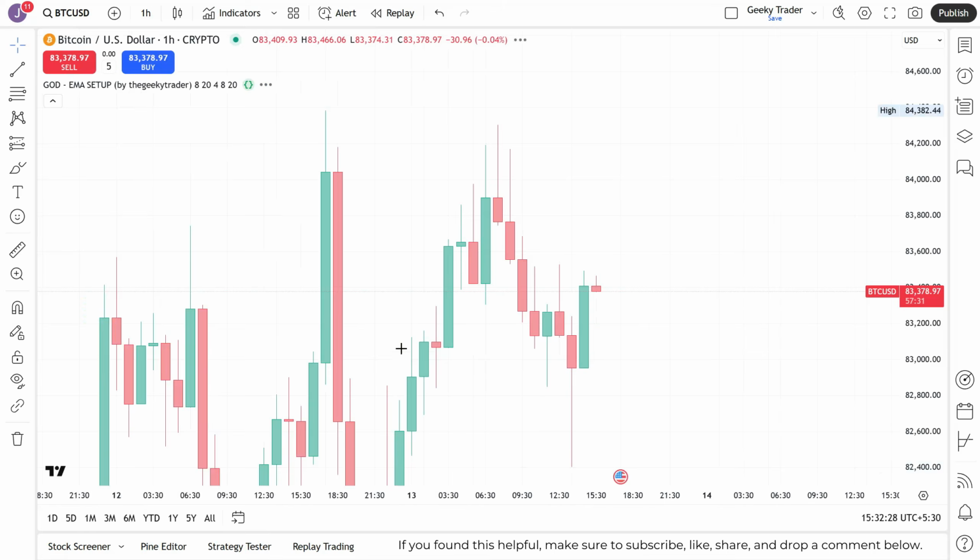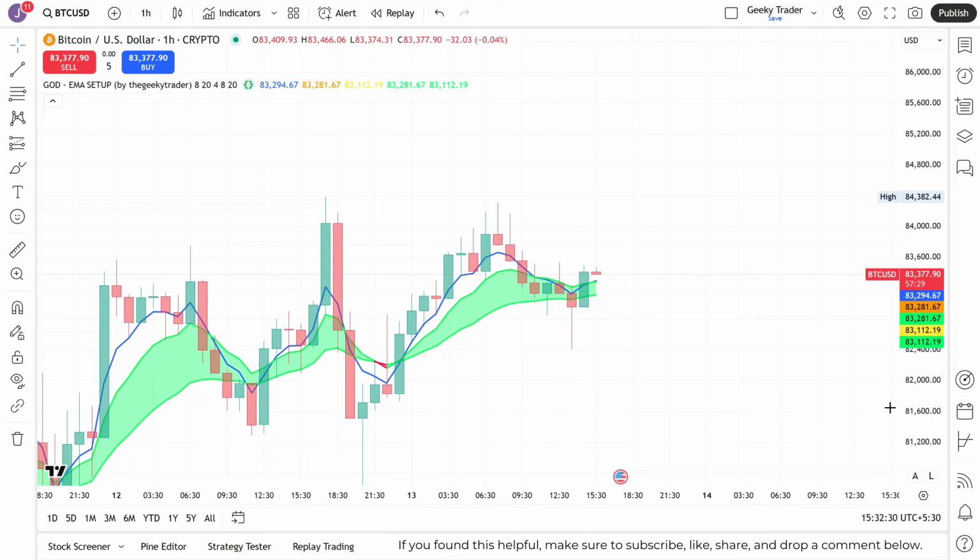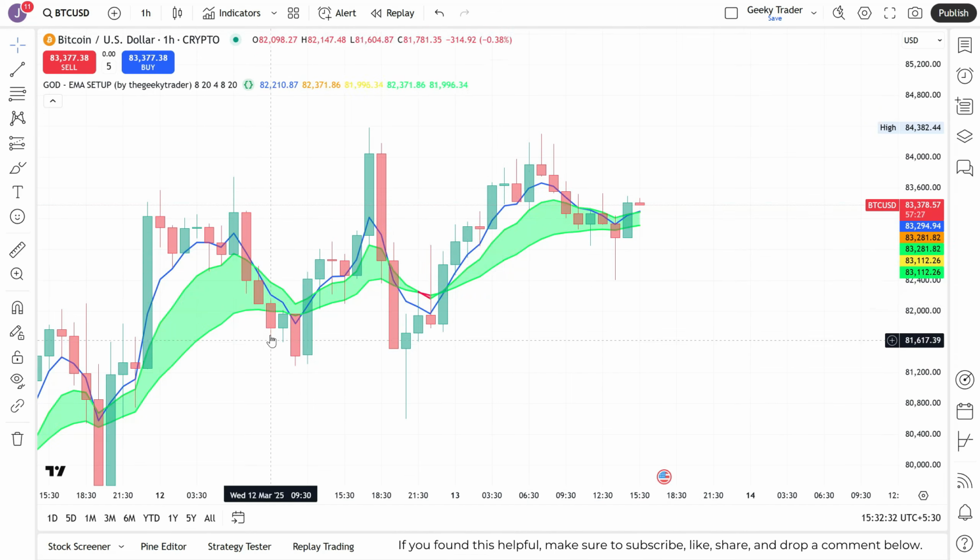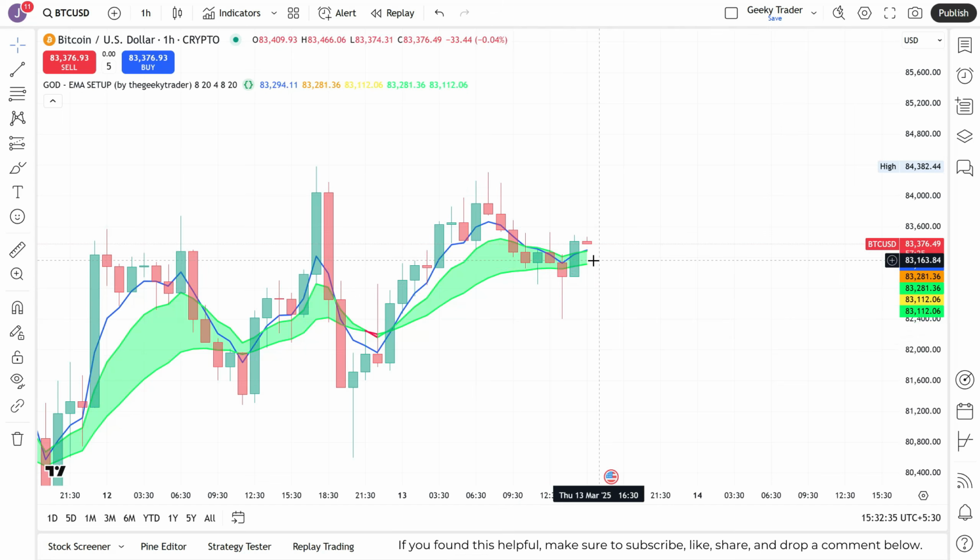Next, let's switch to the 1-hour time frame. As you can see, the green ribbon is still intact, which confirms that the market is continuing its bullish momentum. Since higher time frames hold more weight, this tells us that buyers are still in control.